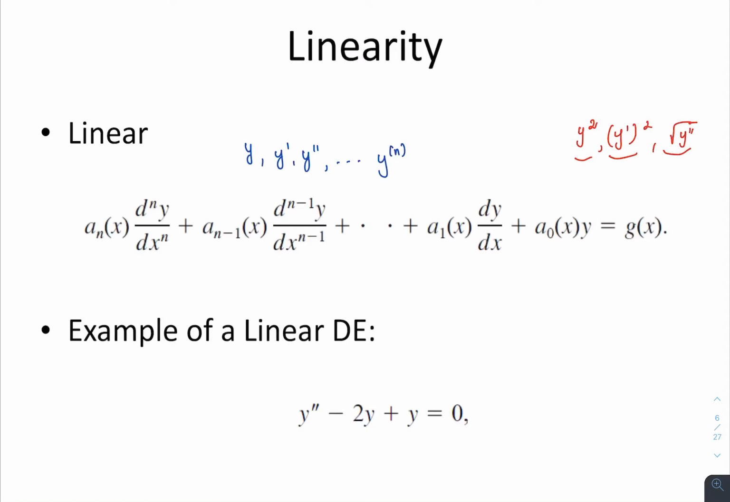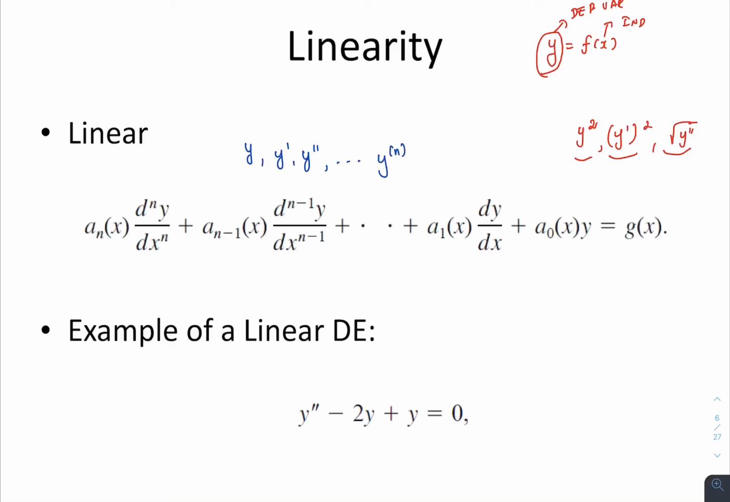When I say dependent variable, you all know that when we say the function y is equal to f of x, x is the independent variable and y is your dependent variable. So this dependent variable y, or the derivatives, have to be in the linear form to say a differential equation is linear.